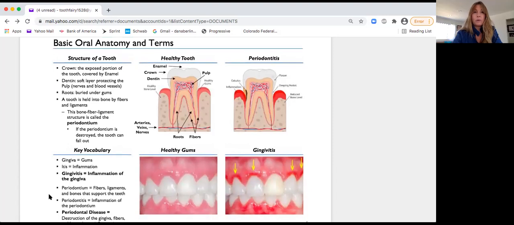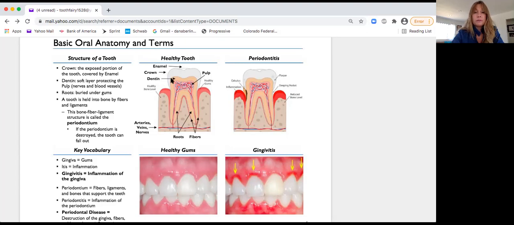So we'll start with the basic oral anatomy and terms. We'll talk about the tooth structure and then the gums. So the structure of the tooth: this is a crown. This is the white part you see in your mouth, and the crown is covered by enamel. The crown is the exposed portion of the tooth covered by enamel. The dentin, which is the next layer in, this is the yellow area underneath the crown. The dentin is a soft layer protecting the pulp. The pulp consists of nerves and vessels, blood vessels.